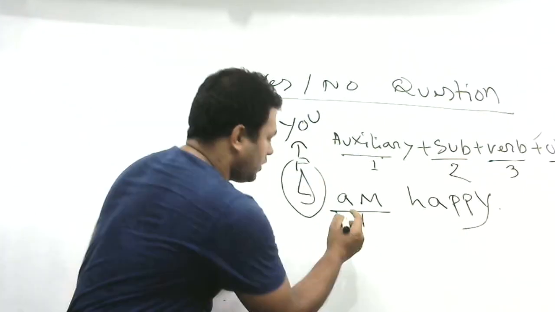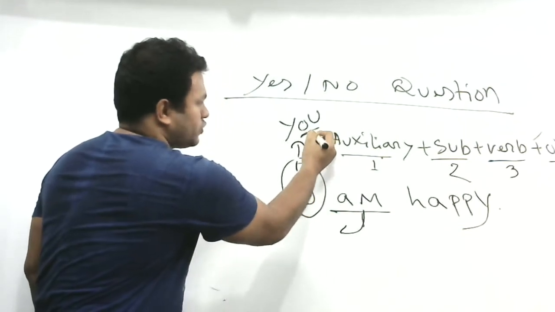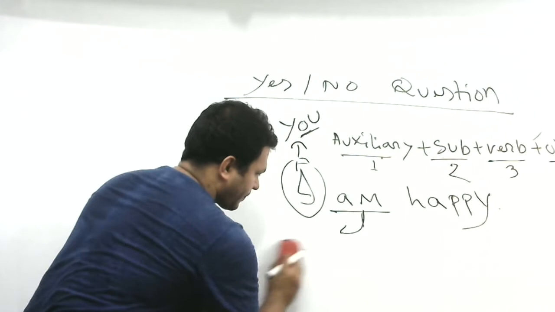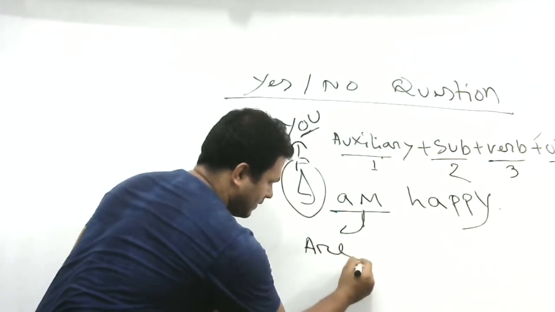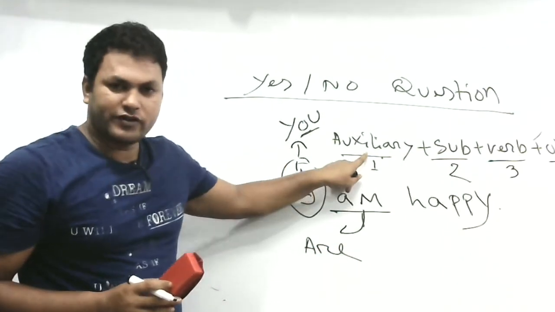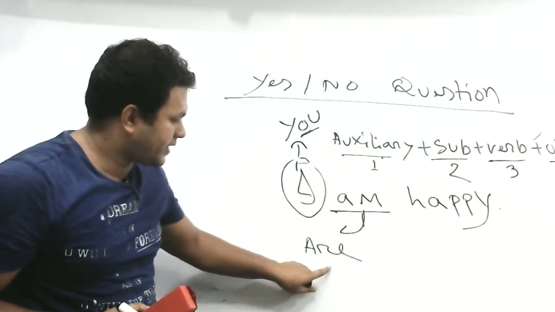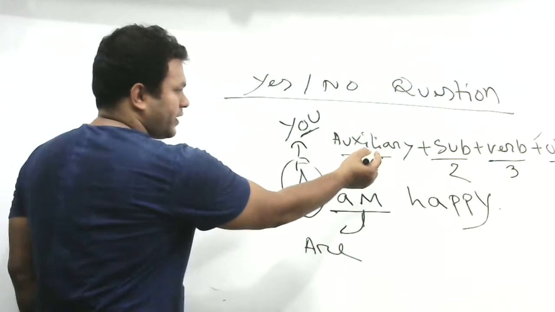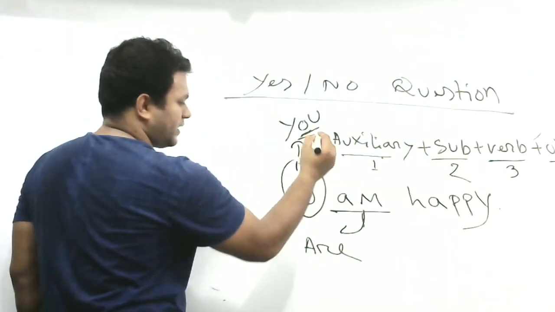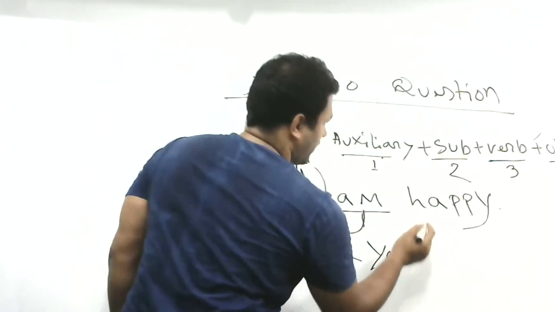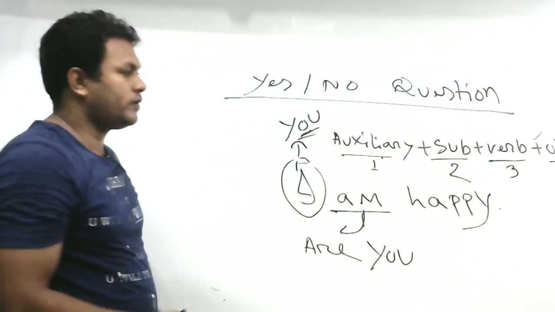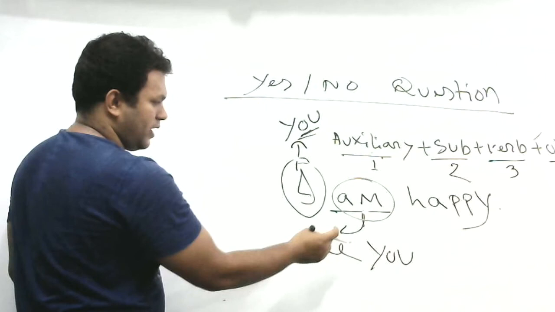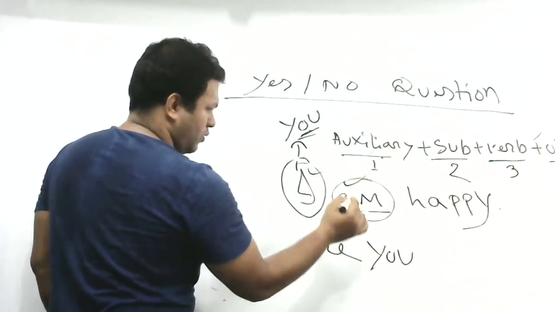So first of all, you will have to take auxiliary verb. As you will have to use you here, you will take auxiliary verb are. So match with the structure. First of all, auxiliary verb. I have already taken auxiliary verb are. Now what will you have to do? You will have to take subject. What is subject? You. As there is no verb here, we have already taken it. That is why, are you.